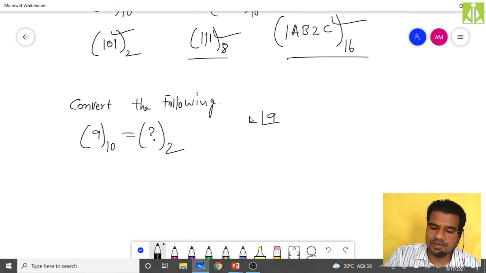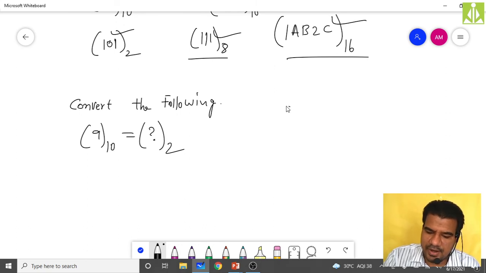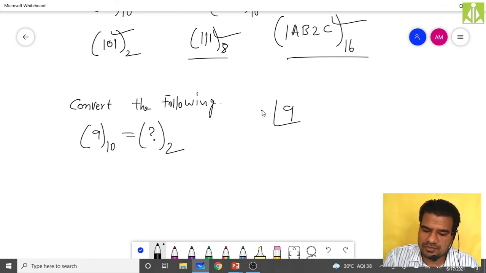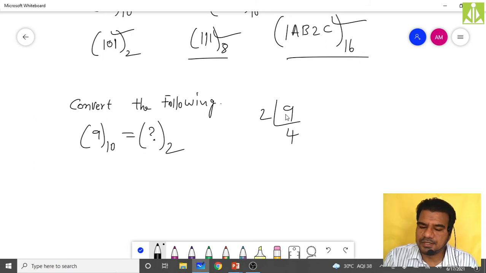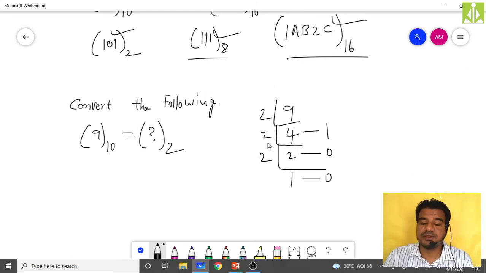9 with 2: 2 4s are 8, what is the remainder? 1. You write down the remainder separately like this. Then 2 2s are 4, remainder 0. Write it down separately. Then 2 1s are 2, remainder 0. So 2 4s, write down the remainder 1; 2 2s, write down the remainder 0; 2 1s, write down the remainder 0.